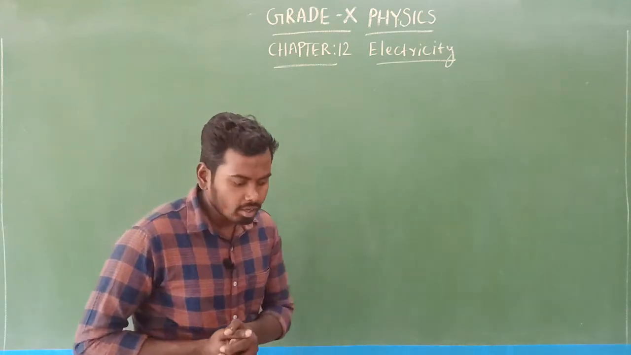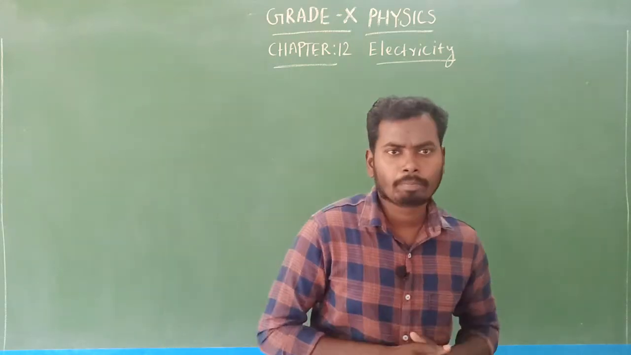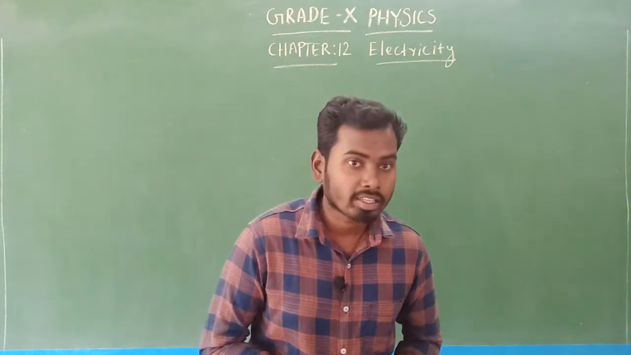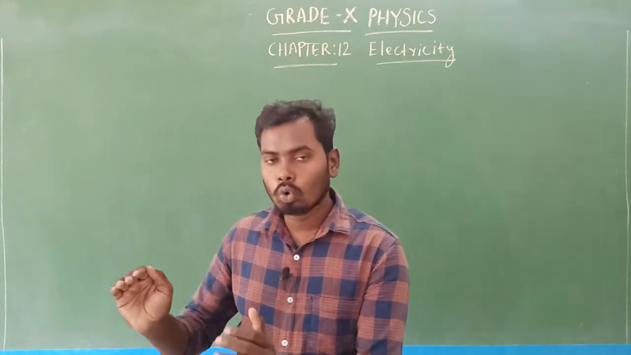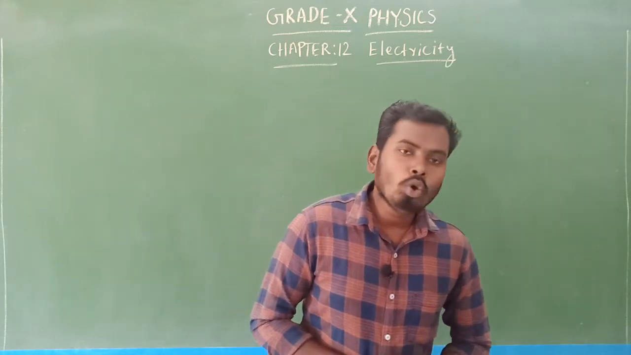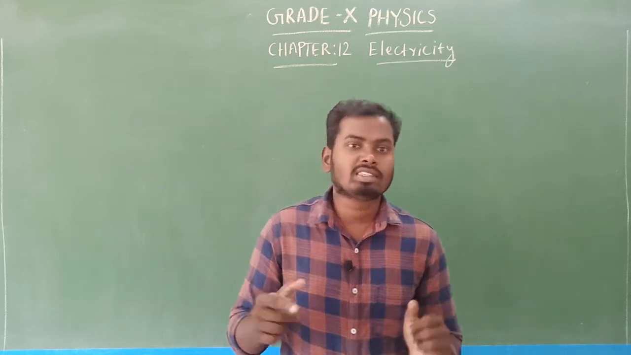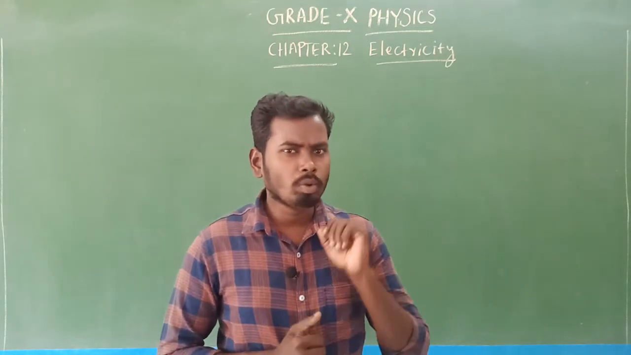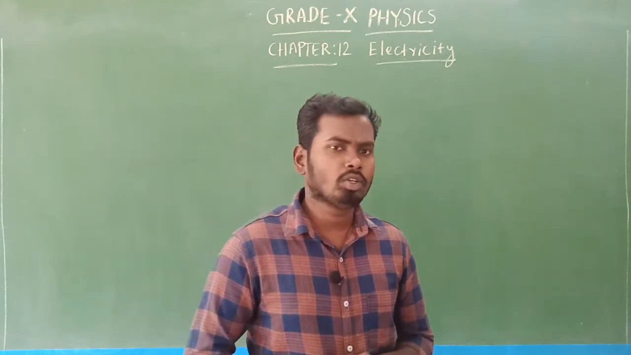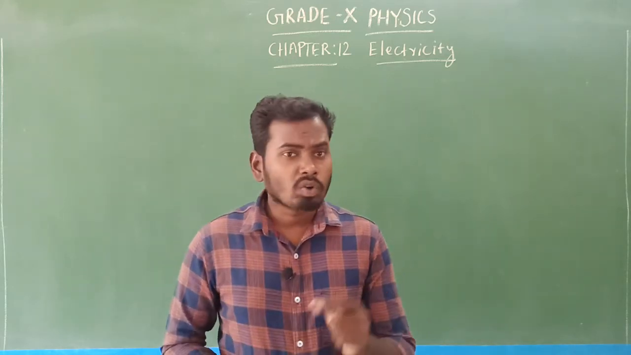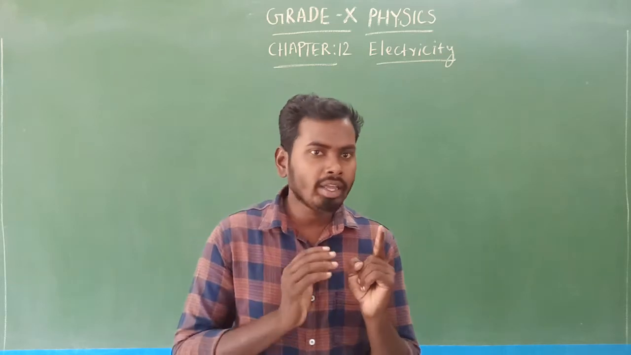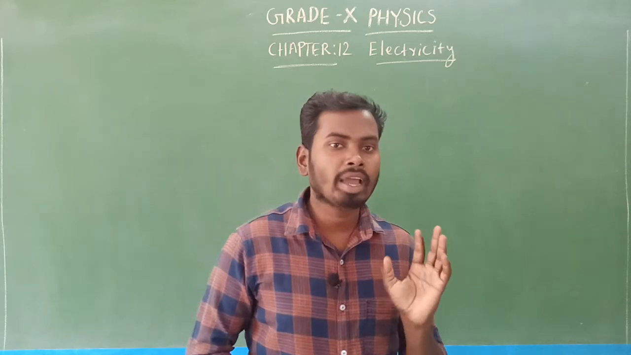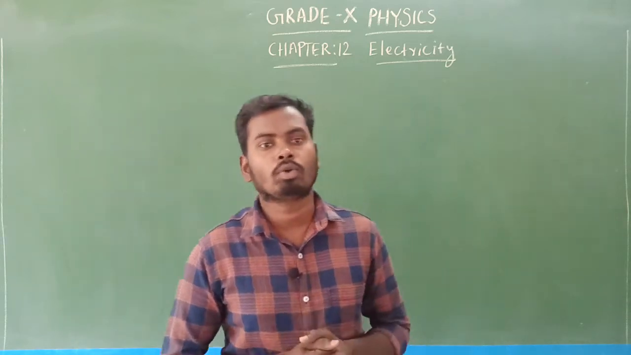So what is coulomb, sir? Coulomb is the SI unit of electric charge. The SI unit of electric charge is coulomb. Coulomb is denoted by the capital letter C. So what is 1 coulomb, sir? Already we know coulomb is the SI unit of electric charge. Then what is 1 coulomb? How many charges constitute 1 coulomb? That is a very, very important one mark question.